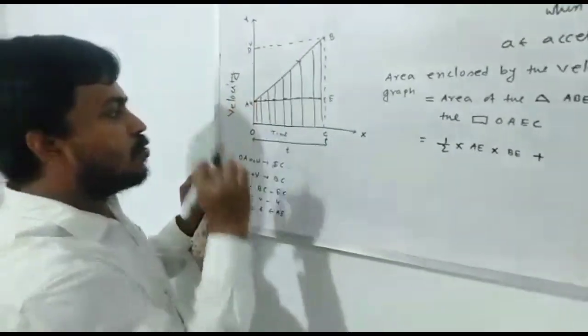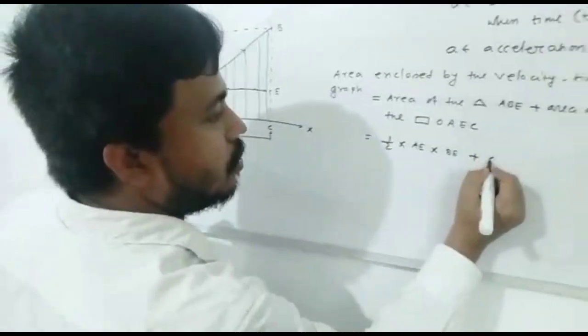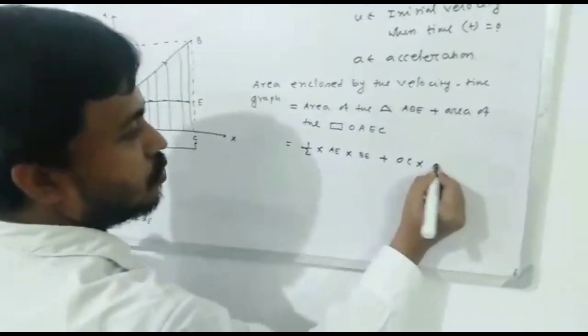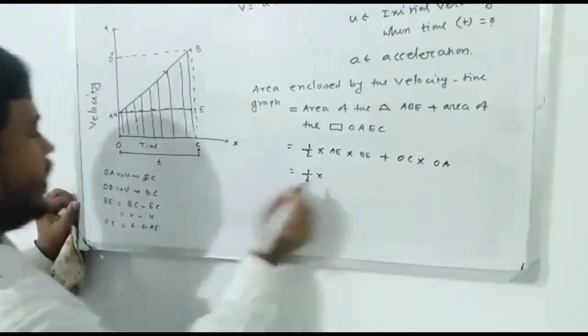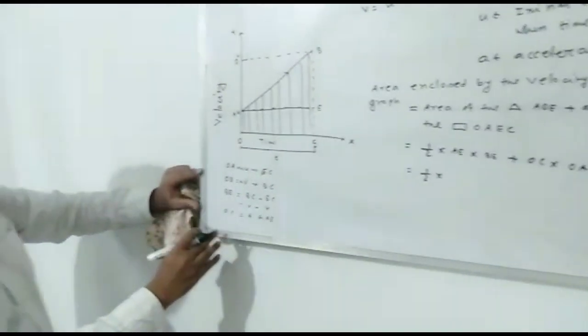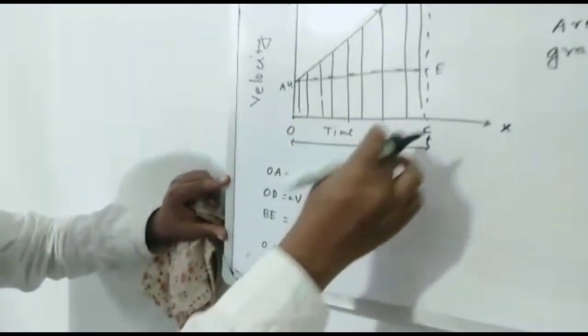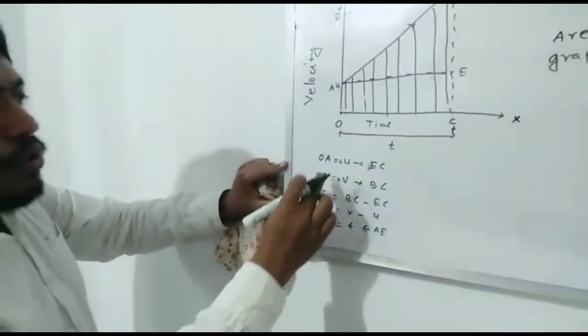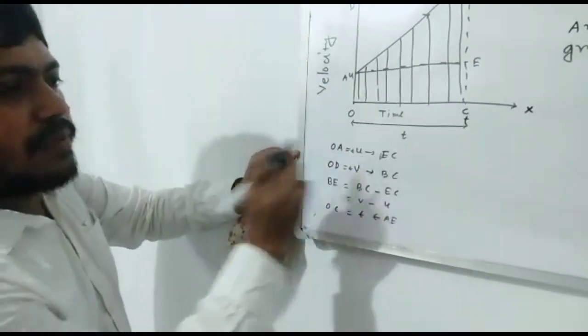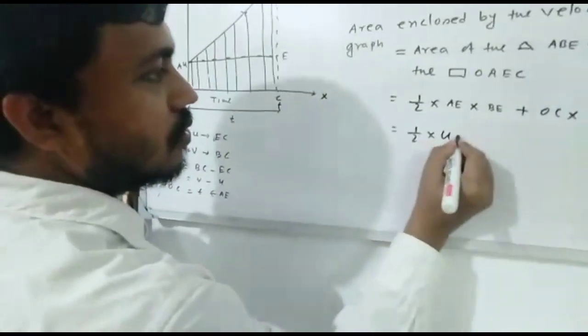Equal to length into breadth. So length equal to what here? OC, and breadth equal to OA. So all of you know what is the value of AE, because AE means this part AE and EC, they are equivalent to each other. So AE and EC both remain the same, that is equal to T.